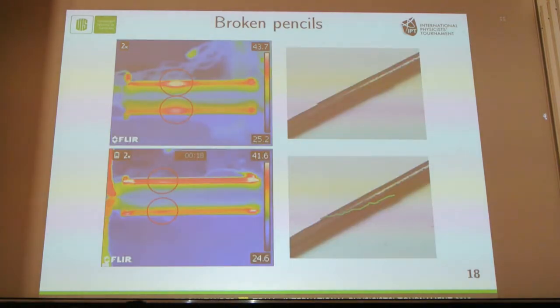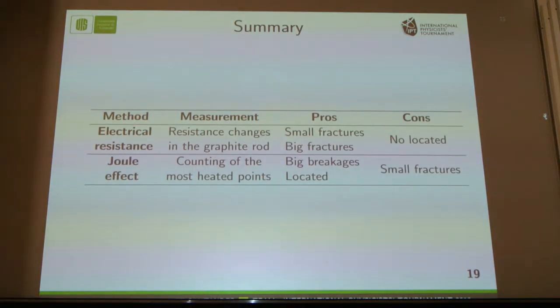In the broken pencil, we see that the points, as we expected, heat up first. But when we burn it, we see the actual transverse fracture. So this is actually a broken pencil. And as a summary of the methods and the probability, we have this.